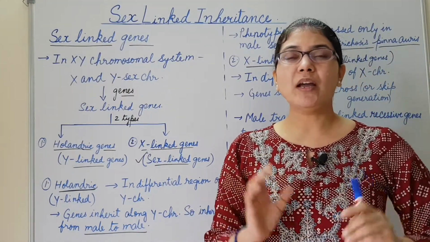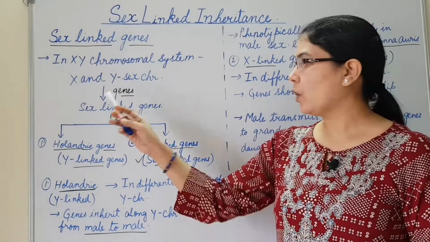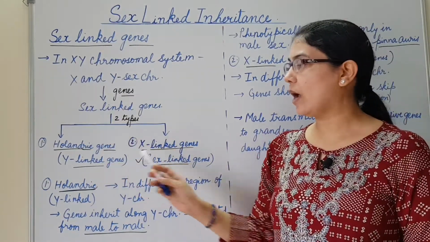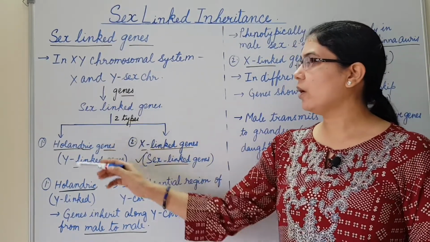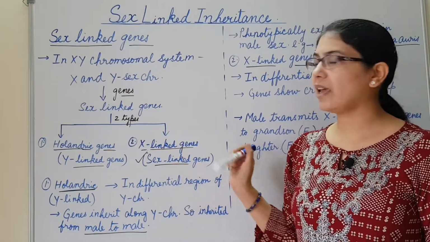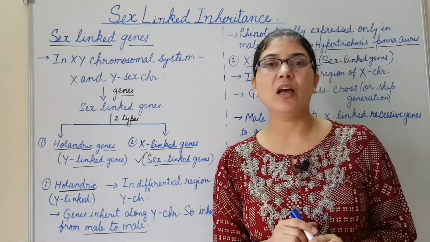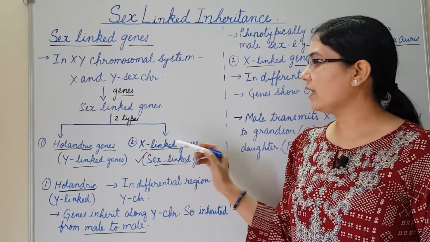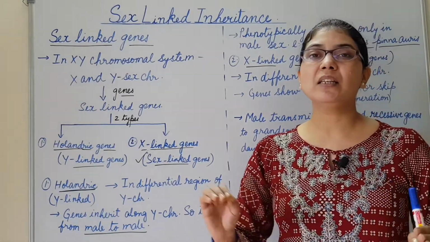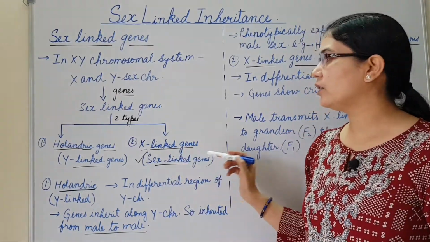There are two types of sex-linked genes. One is holandric genes, or Y-linked genes, which are present on the Y chromosome, and the other is X-linked genes, present on the X chromosome. These X-linked genes are basically the ones considered as sex-linked genes.